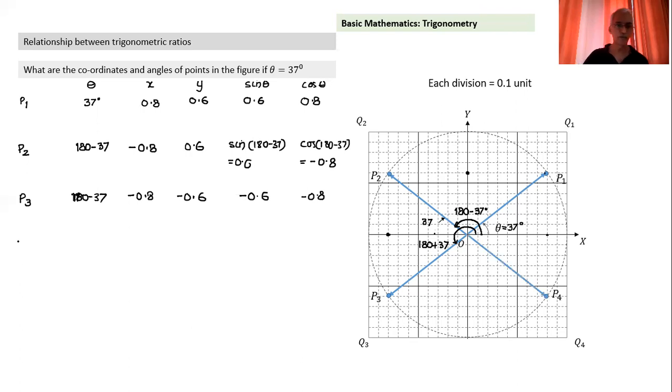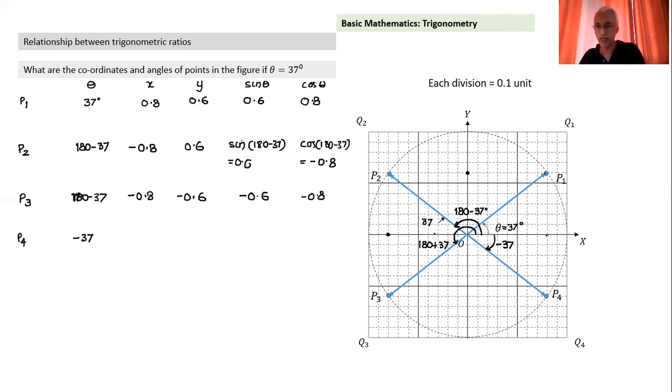Similarly, there's one more point here, P4. And for a change, what I will do now, for P4 also, this angle is 37. But since I'm going in a clockwise sense, starting from the x-axis, I'll write this angle as minus 37. In the fourth quadrant, very often we measure the angle in a clockwise sense, hence we put a negative sign to whatever angle we measure. So minus 37, and what are the x and y coordinates here?